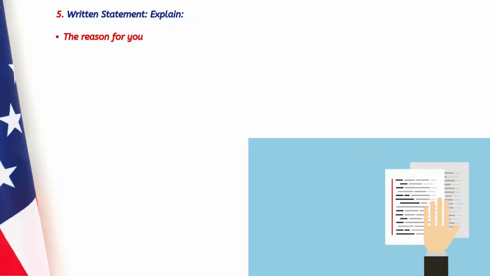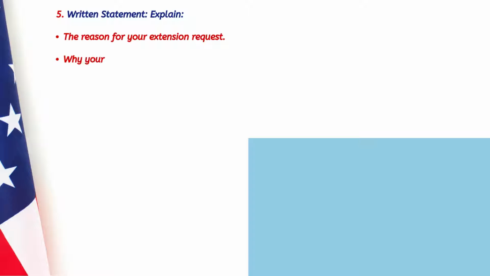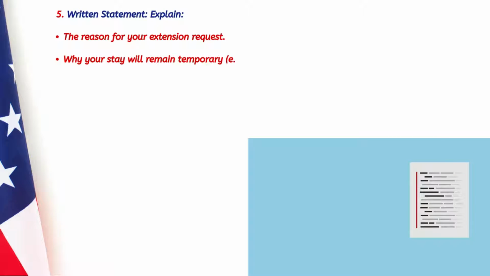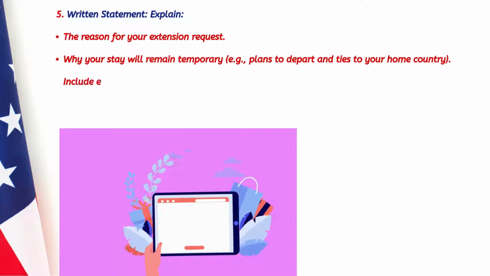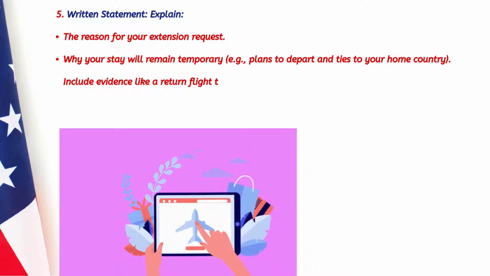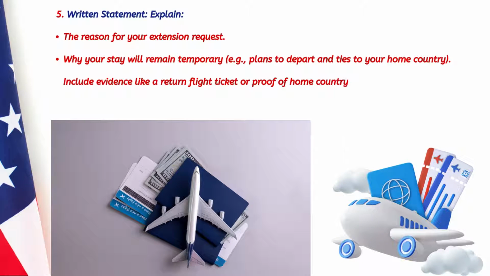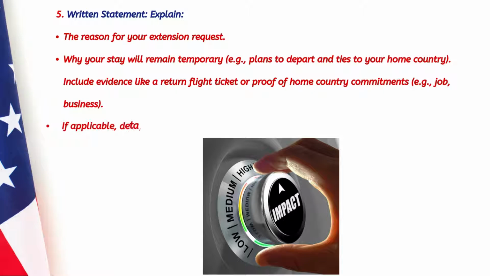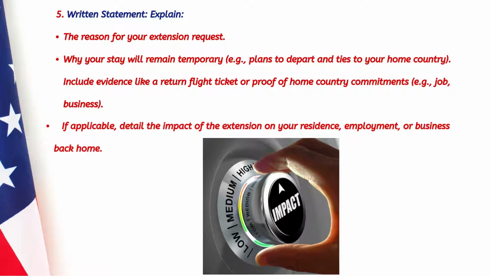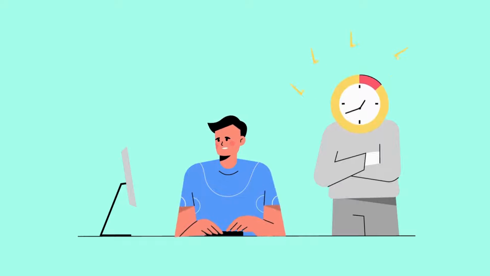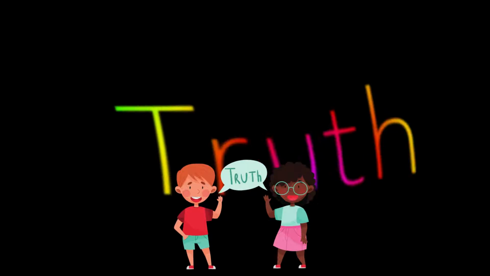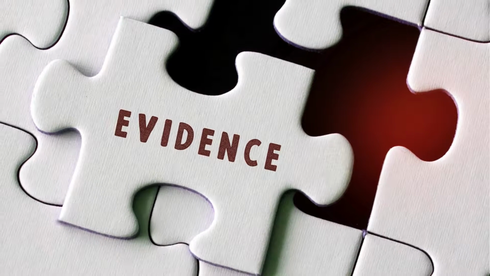Now here, you need to explain, number 1, the reason for your extension request. Number 2, why your stay will be temporary, along with clear plans to depart the United States. This should include evidence of strong ties to your home country, such as a copy of your return flight ticket, to demonstrate your intent to return home. If applicable, explain the impact of this extension on your residence, employment, or business in your home country. For example, if you're employed, you must provide details of how this extension might affect your job back home. Ensure your reasons are truthful and supported by solid evidence.